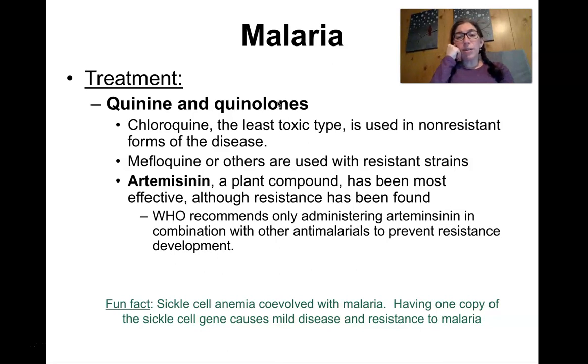Another one, a newer one, is artemisinin, which is actually a plant-derived compound, and a lot of times these drugs are given together. So one of the quinolones and an artemisinin together work best because there are some malaria parasites that are developing resistance to the quinine and the quinolone drugs. So that's problematic because we're going to be losing the little ability that we have to treat malaria.